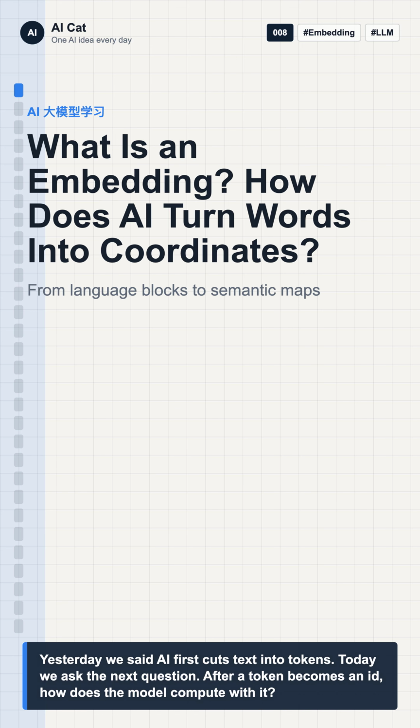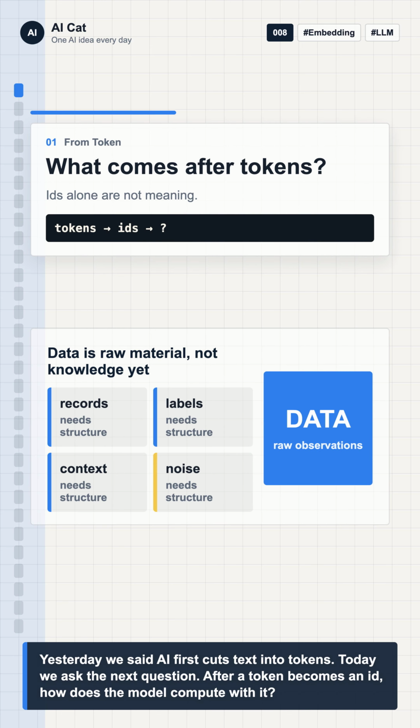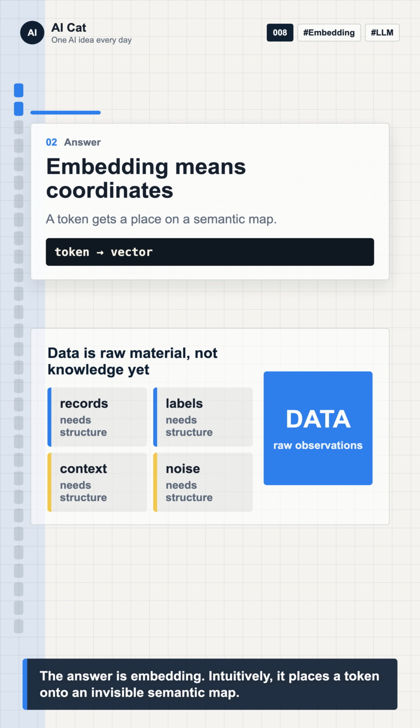Yesterday we said AI first cuts text into tokens. Today we ask the next question. After a token becomes an id, how does the model compute with it? The answer is embedding. Intuitively, it places a token onto an invisible semantic map.